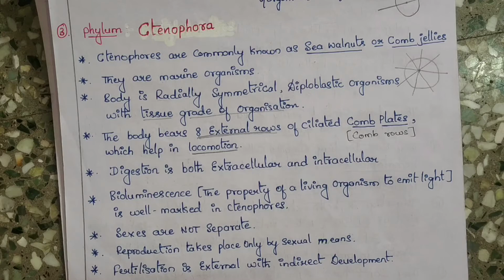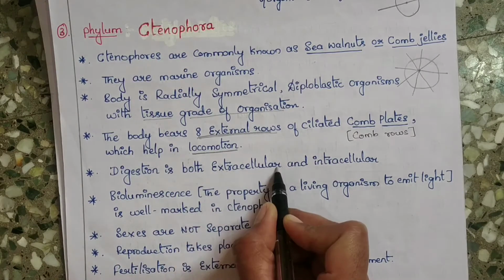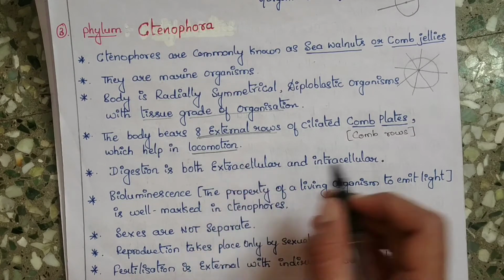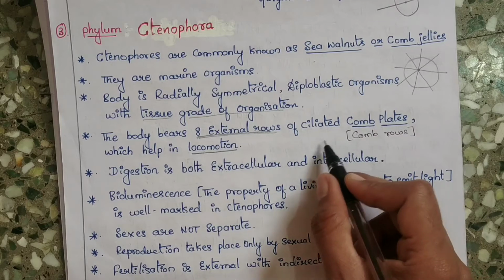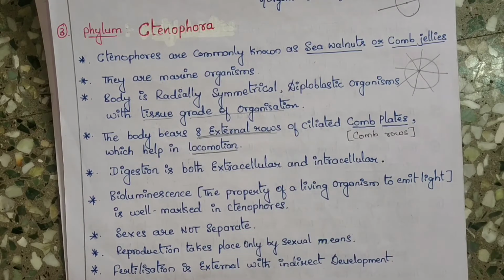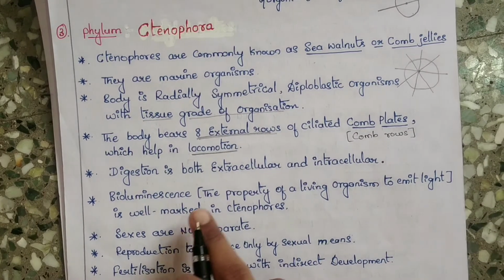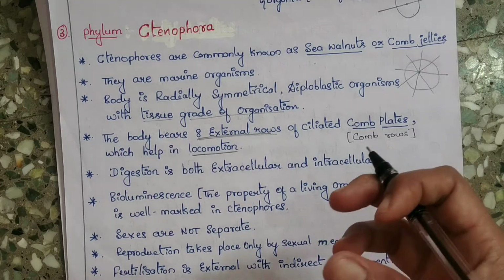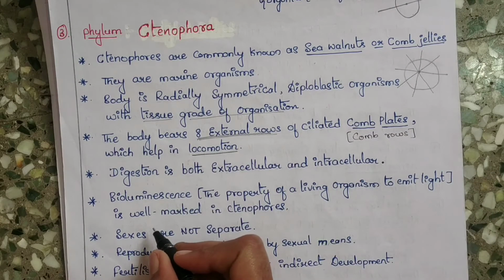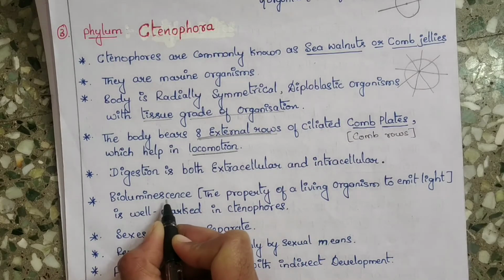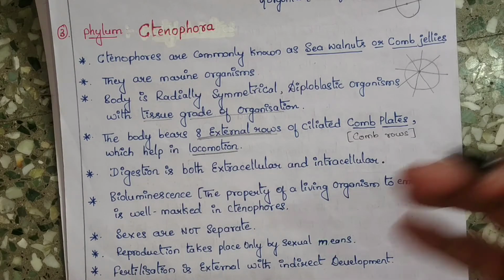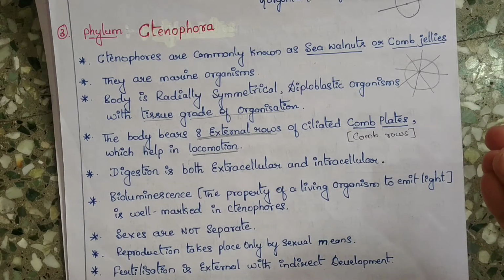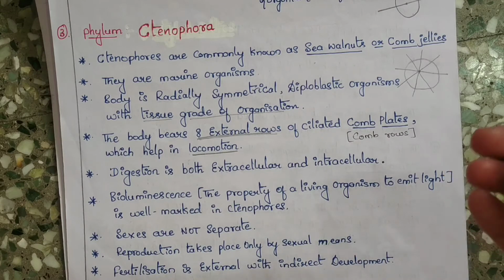Next, digestion is both extracellular and intracellular, meaning digestion takes place outside the cell, and in some cases within the cells. Outside the cell means in the digestive tract. The very magnificent characteristic of ctenophores is that they are bioluminescent, meaning they have the property to emit light. It is very well marked in ctenophores, and that is what makes them look very attractive.